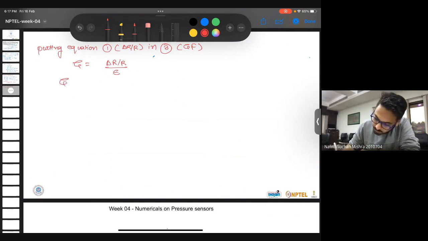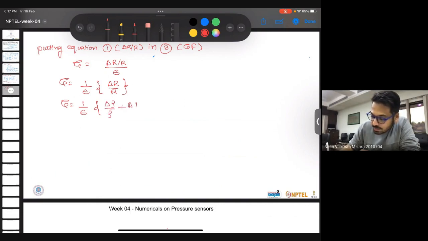So we can write it like this: change in R by R, and change in R by R can be written as change in rho by rho plus change in L by L minus change in width by width minus change in T by T.